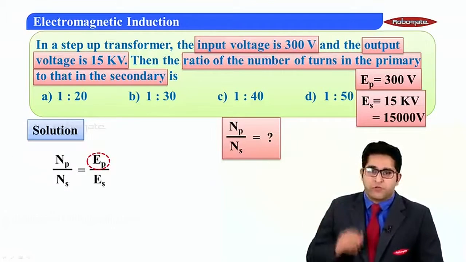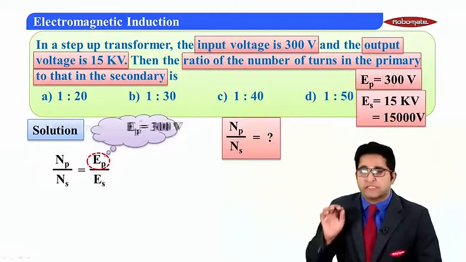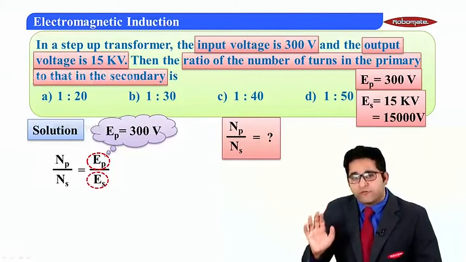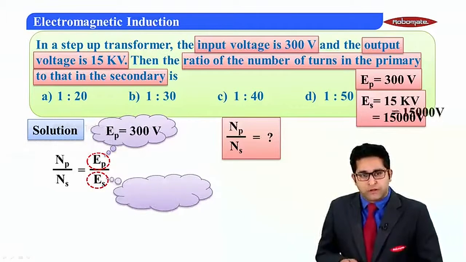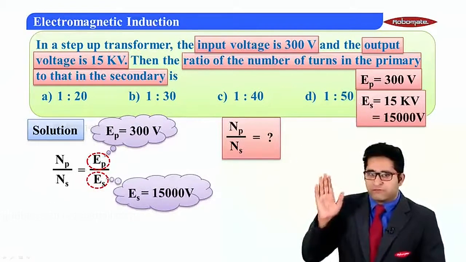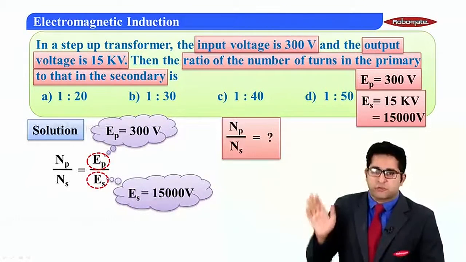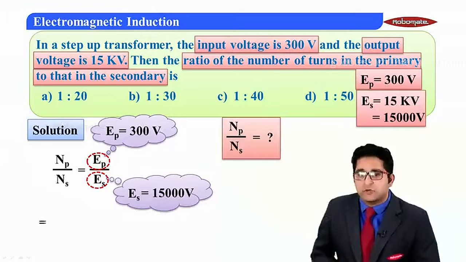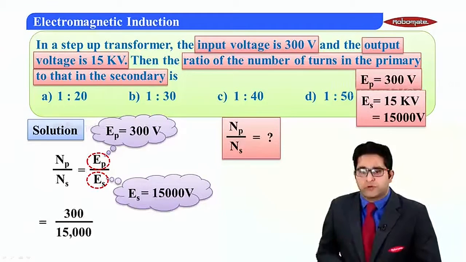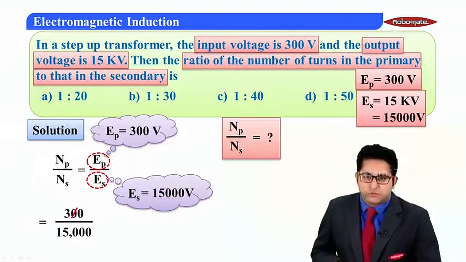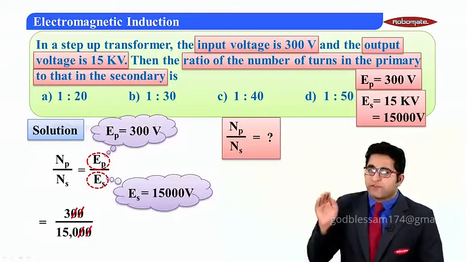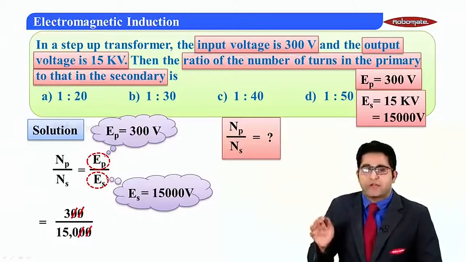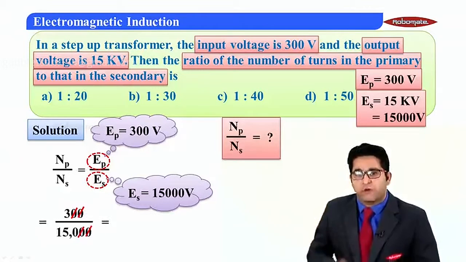Now students, see carefully. We know value of EP. What is value of EP? It is 300 volts. We also know value of ES. What is value of ES? It is 15,000 volts. So let us substitute these two values. What will I get? I'll get NP upon NS is equal to 300 upon 15,000. From here we can cancel out zeros. After cancelling out zeros, we'll be left with 3 upon 150, and if we calculate, we'll get the final answer as 1 upon 50.